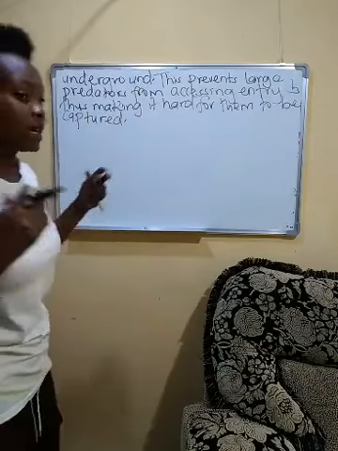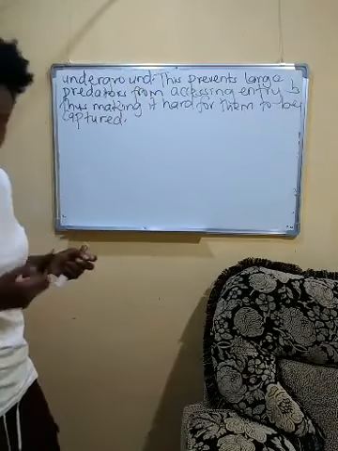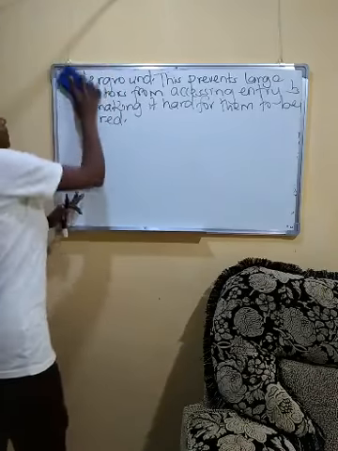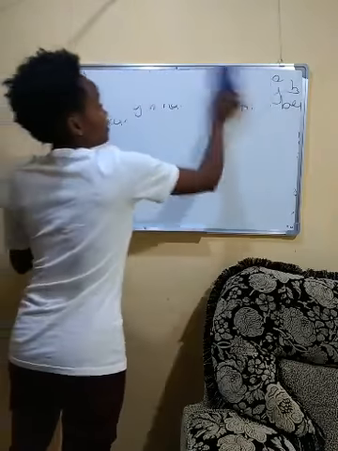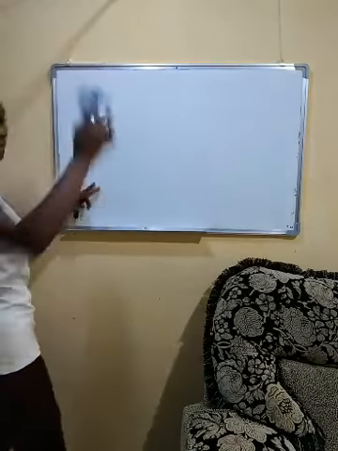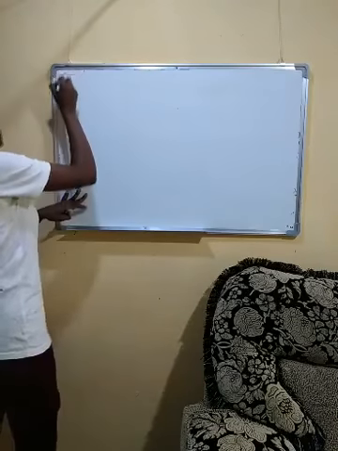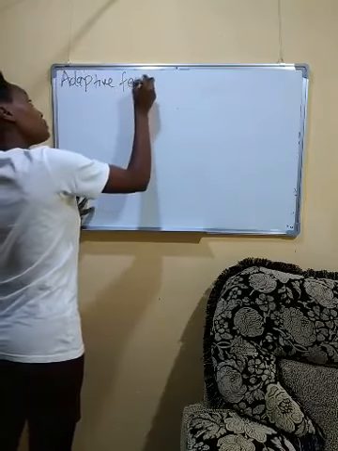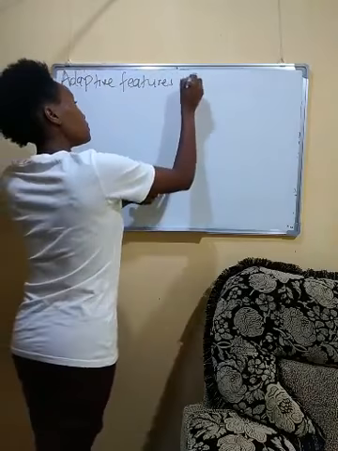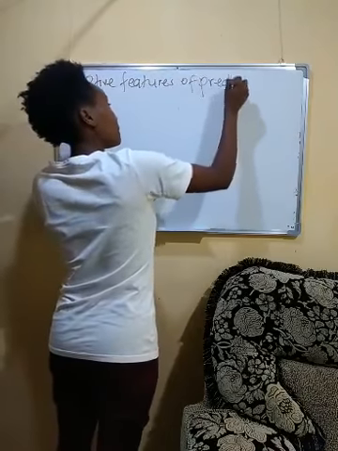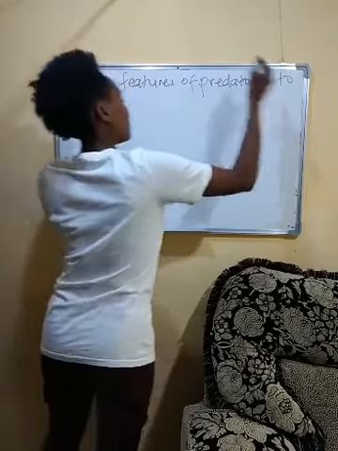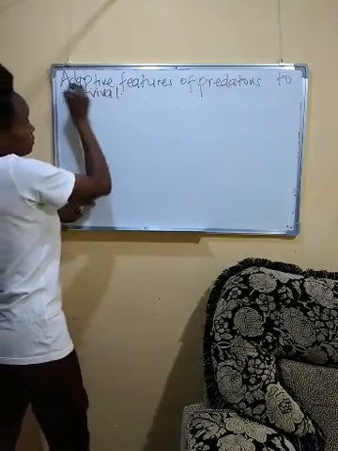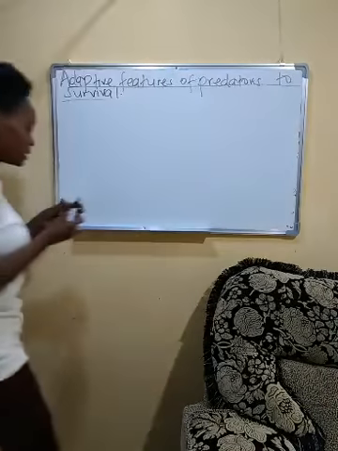Yeah, so those are some of the characteristics we have for prey. Then from there we can go to the adaptive features of the predators to survival.